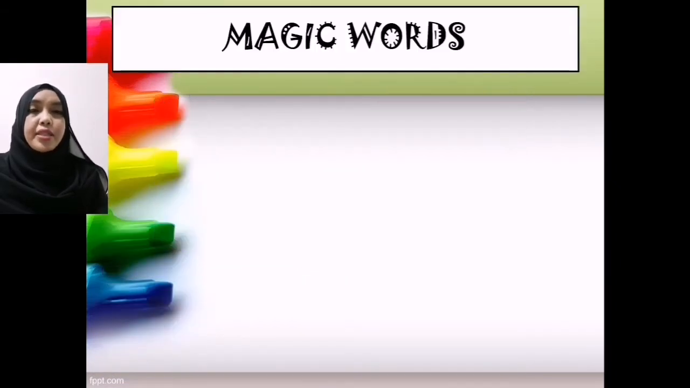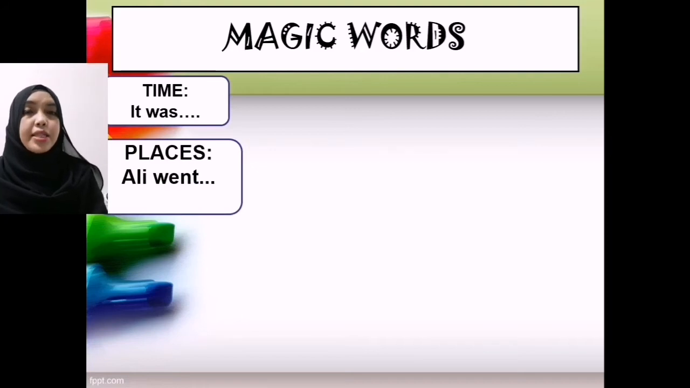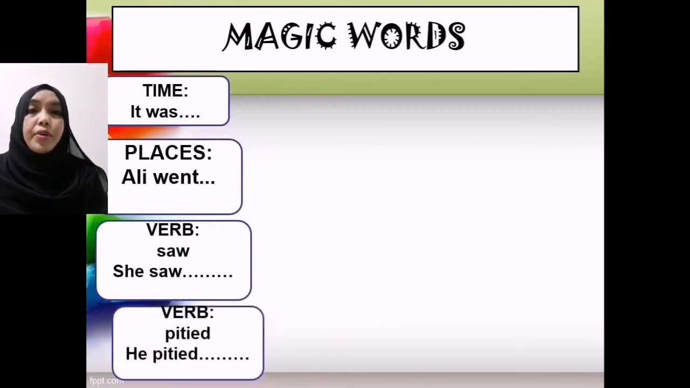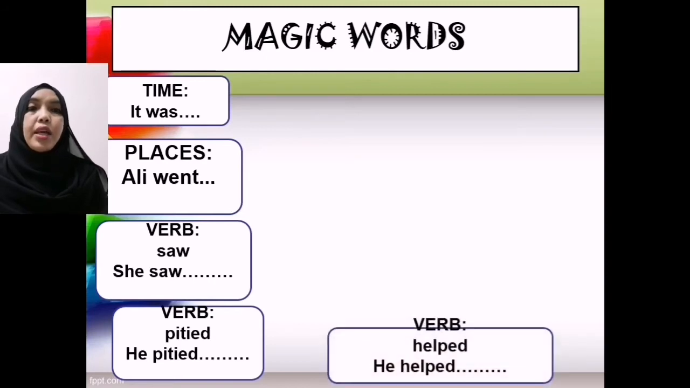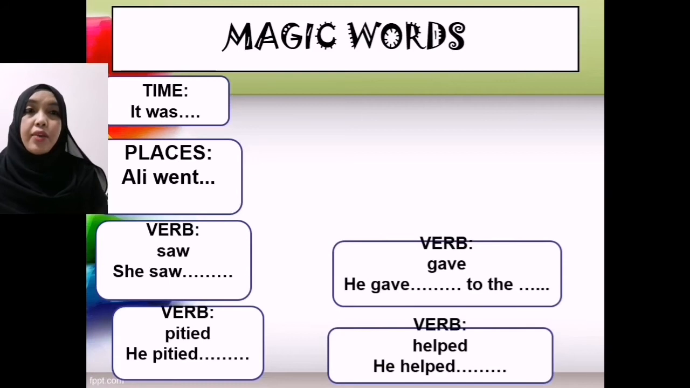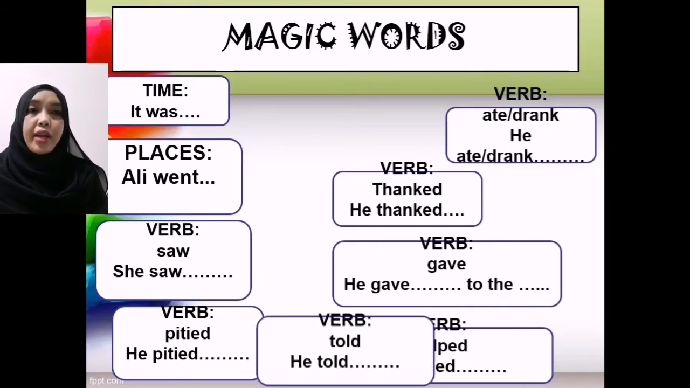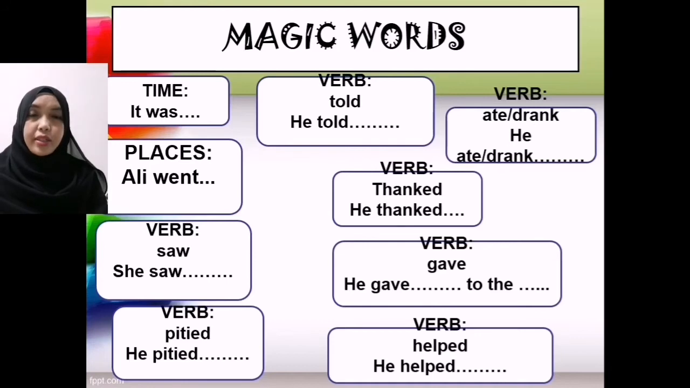So let's practice. The magic words for the time: it was. Places: Ali went. Verb: saw, she saw. Verb: pitied, he pitied. Help: he helped. He gave to the. He thanked. Ate and drank: he ate or drank. And he told. We use only he. For describe, you need to think on your own how to write sentences. For ate and drank, you must differentiate.